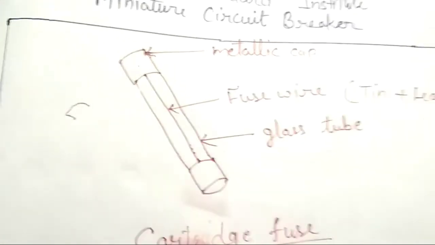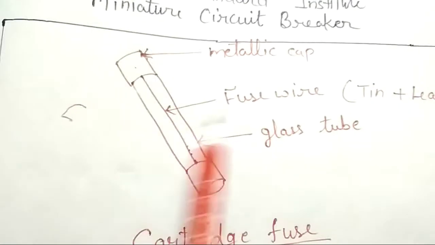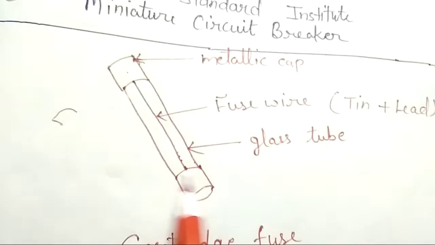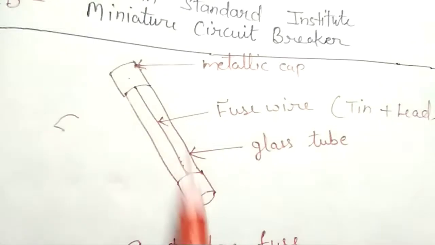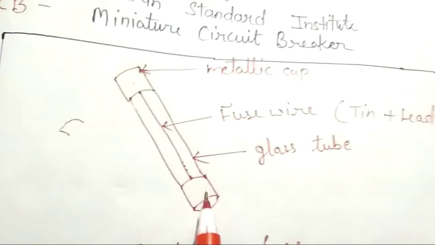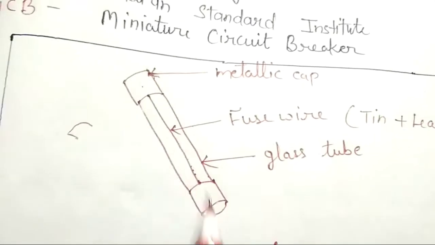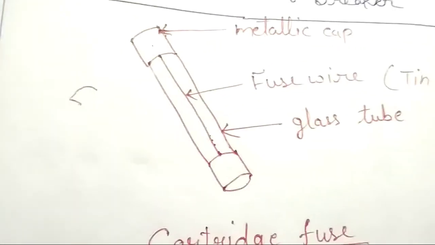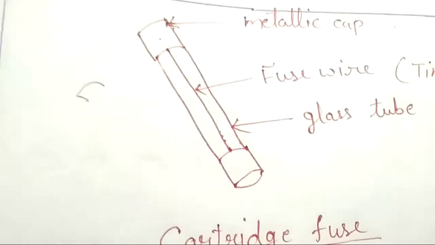So here you can see this diagram. This is a fuse wire. It is also an alloy of tin and lead, and it is fitted in a glass tube with two metallic tips, like caps. So these are fitted and they work automatically. Nowadays they are used in washing machines and different electrical appliances that we use at home.